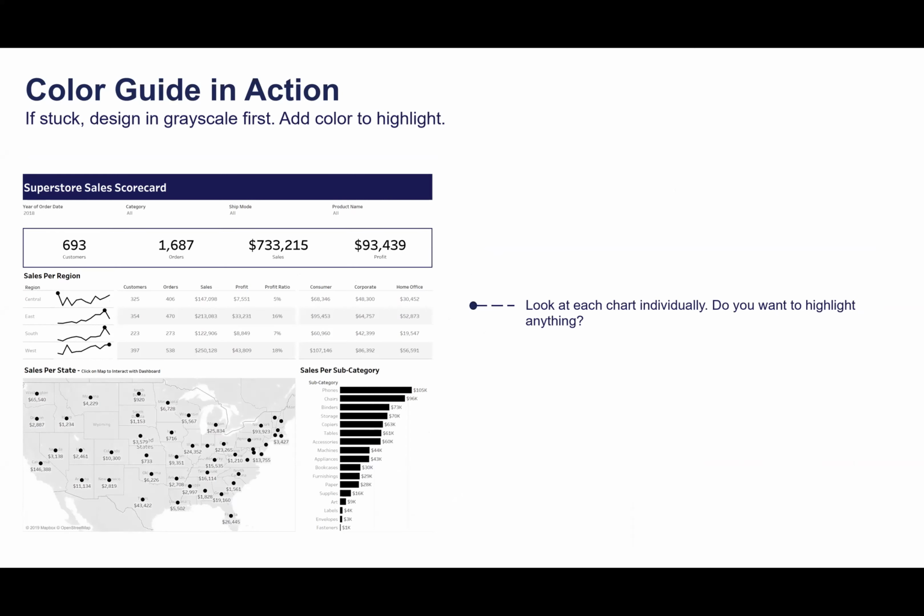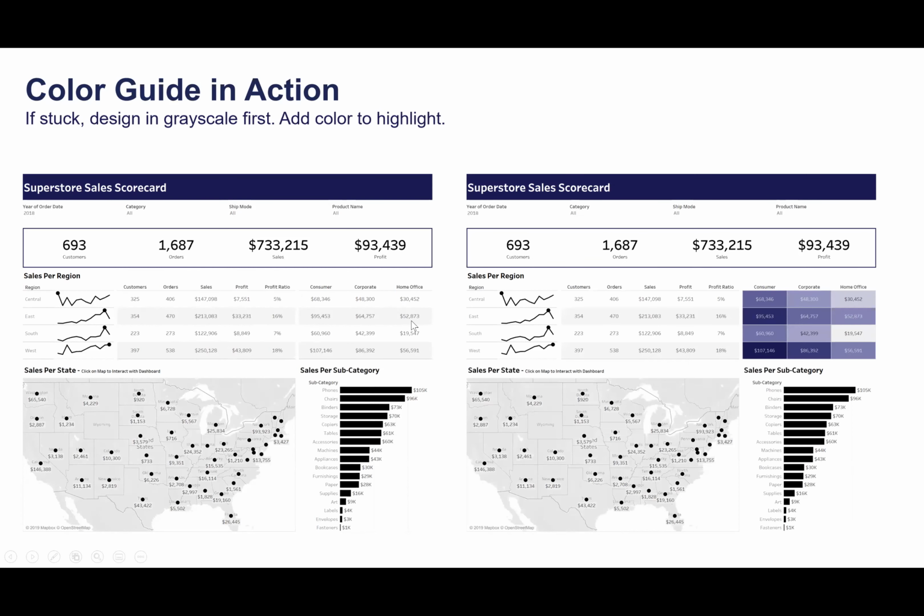Next, you want to look at each of your charts individually and then determine if you want to highlight anything. So let's start by looking at our charts for the sales per region area. For our line chart, we don't really need to highlight anything. For our text table, we don't really need to highlight anything either. But for the segment table, it would be neat to see which segment and region have the highest sales automatically.